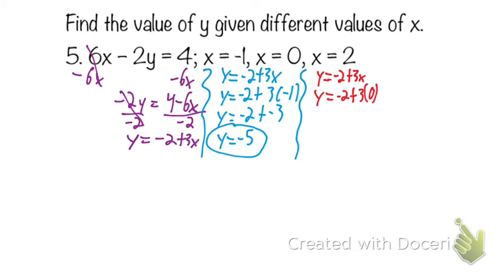Give me a second to write that down. So what is 3 times 0? 0. So do I need to write negative 2 plus 0? No, I can just write y equals negative 2.